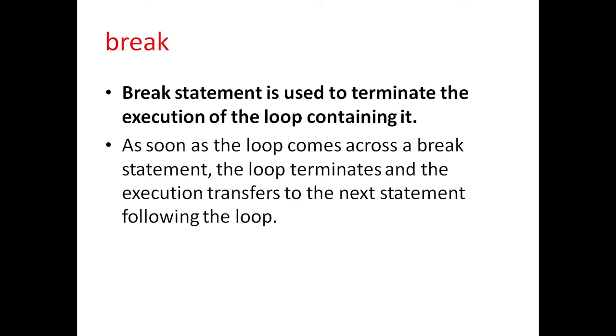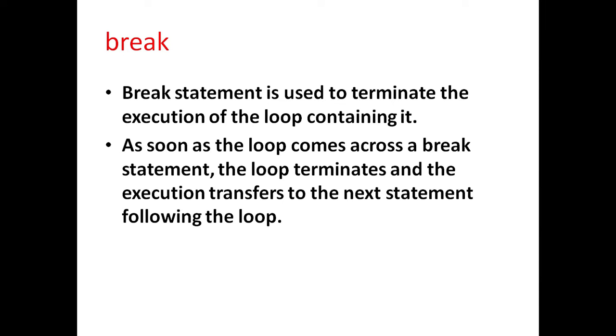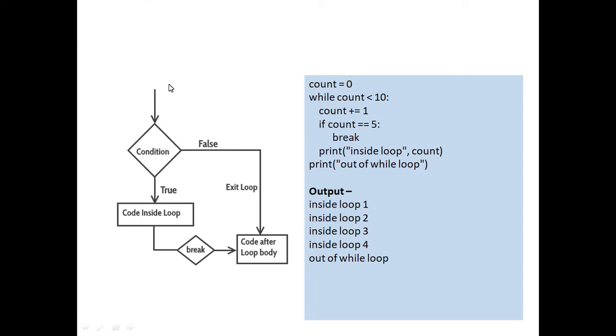Break statement is used to terminate the execution of the loop that contains it. As soon as the loop comes across a break statement, the loop terminates and the execution transfers to the next statement following the loop. Here is a flowchart for the break statement. It will check the condition, and inside the loop, if the break is available, it will break the loop and move the control to the code after the loop body.